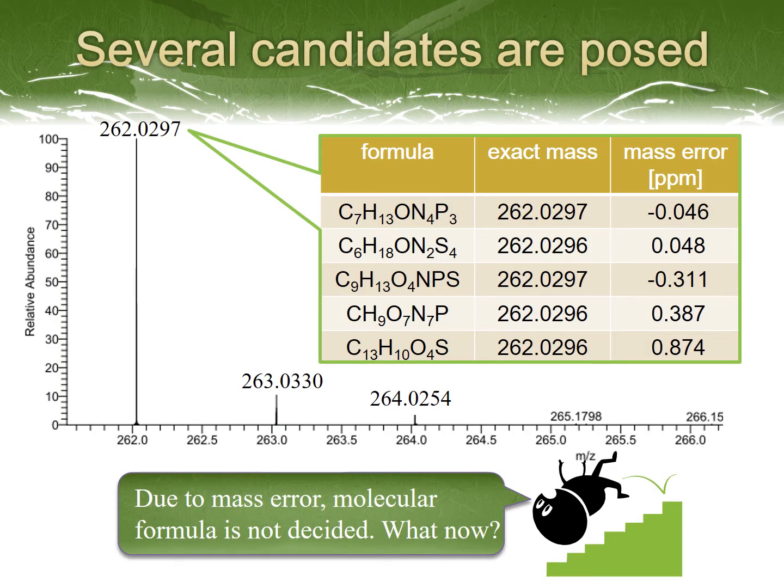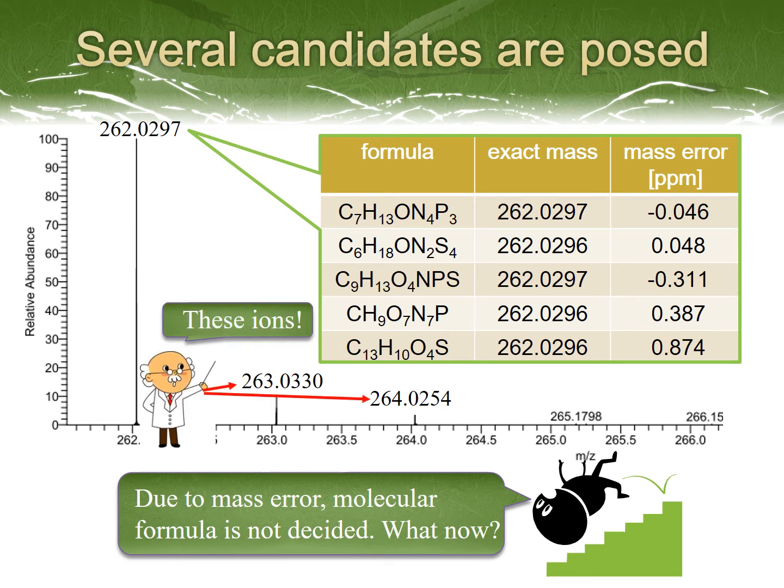This mass spectrum was recorded by using the Orbitrap mass spectrometer in our lab. The analyte's m/z value was 262.0297. In many cases, we cannot decide on one molecular formula candidate, due to mass error. As for this compound, there were 5 candidates within mass error of 1 part per million. Please note that ppm is the abbreviation for parts per million, namely 10 to the minus 6th power. You may see these 6 exact masses are almost the same value. What now? Please see these adjacent ions.